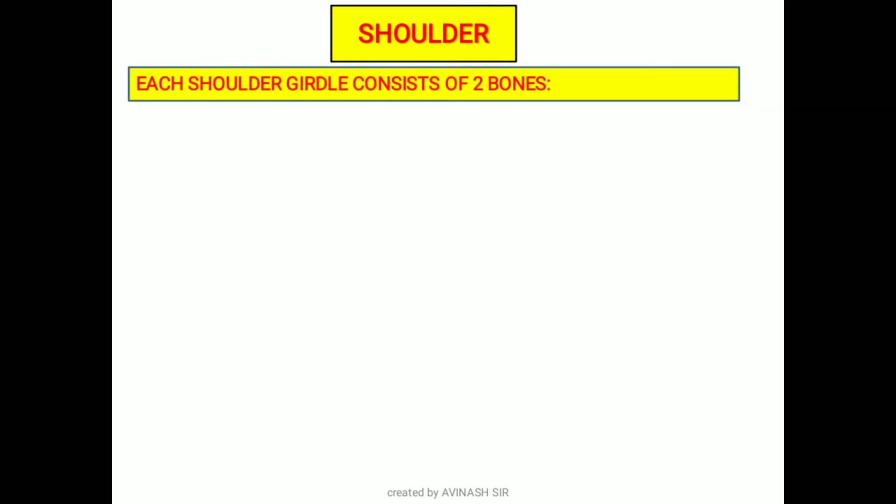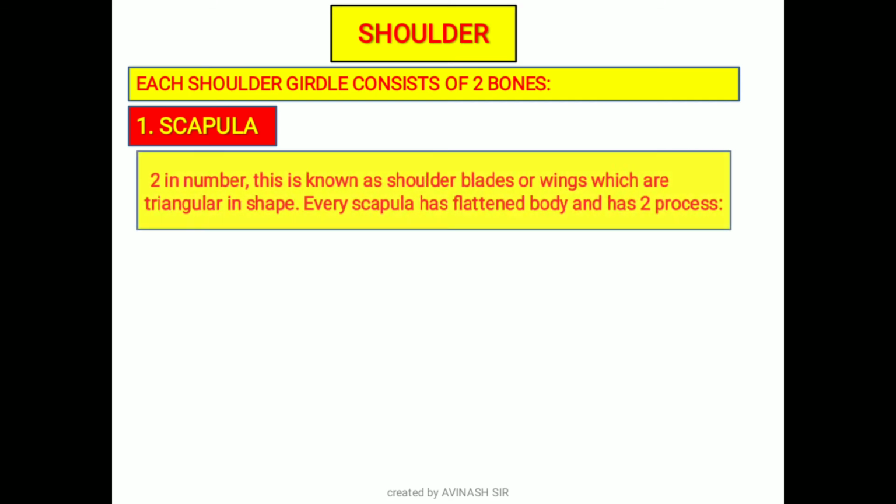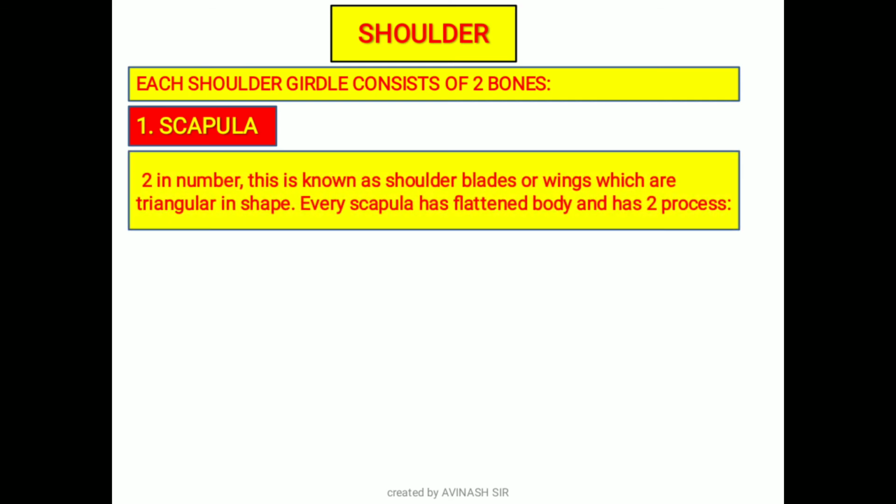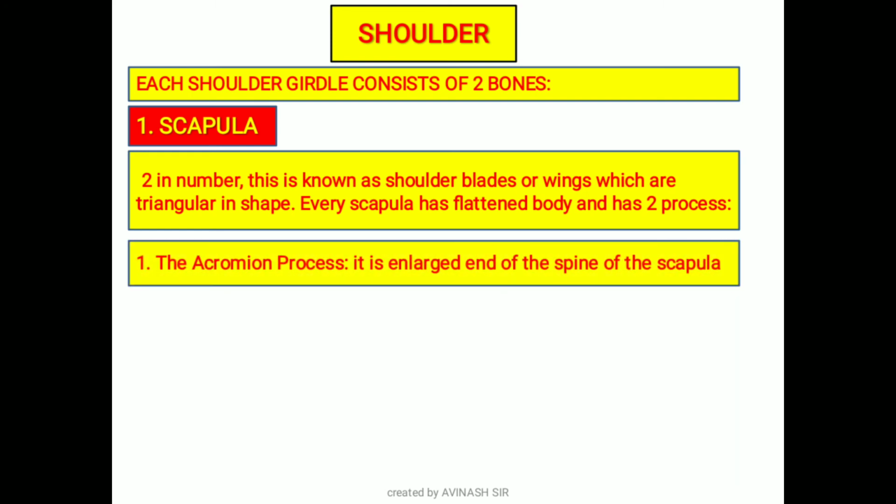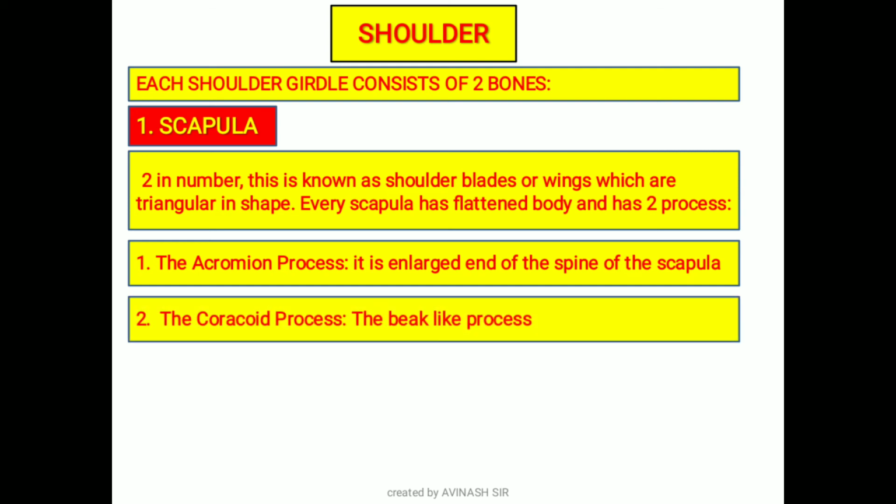Now next is the shoulder. Each shoulder girdle consists of 2 bones. One is the scapula. Now what is the scapula? These are 2 in number. This is known as shoulder blades or wings, which are triangular in shape. Every scapula has a flattened body and has 2 processes. First, the acromion process. It is the enlarged end of the spine of the scapula. Second, the coracoid process, the beak-like process.